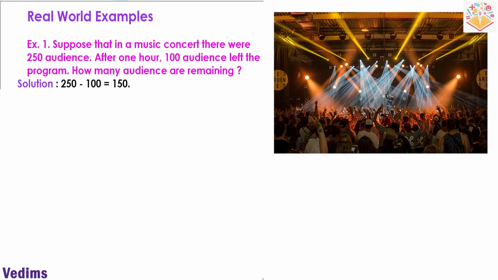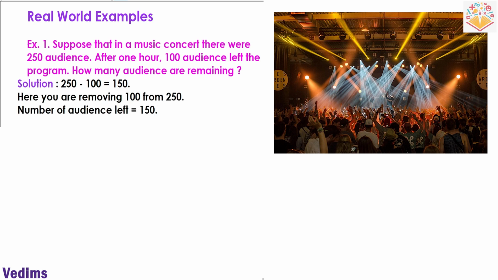The solution will appear like this. Initially, there were 250 audience, minus 100 gives you 150. Here, you are removing 100 from 250. Number of audience left is equal to 150. Let us take another example.